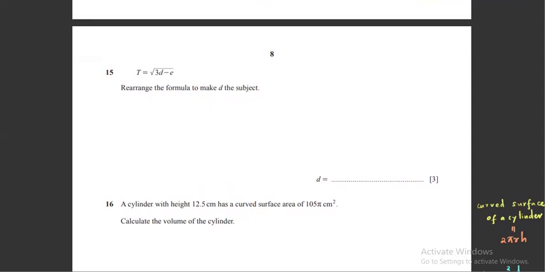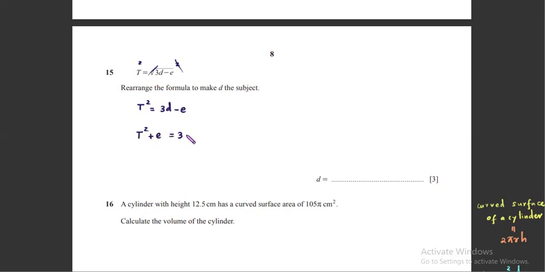We need to find what d is. So we need to rearrange the formula. When we consider d, we have 3 that is connected to it. Then we have e, and then we have the square root. So the furthest is the square root. So we need to remove the square root first. To get rid of the square root, you need to square both sides. That is how the square root and the square can be removed. So we have t squared is equal to 3d minus e. I need to isolate d, so I need to bring this minus e to the other side. When I take it to the other side, that becomes plus e.